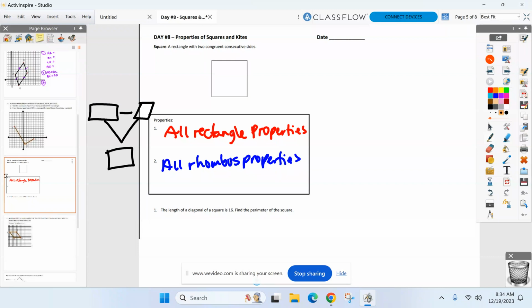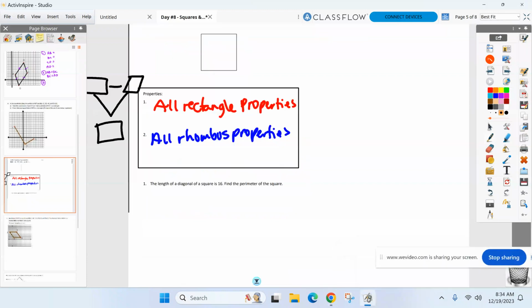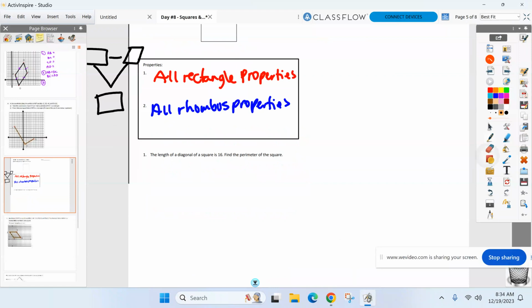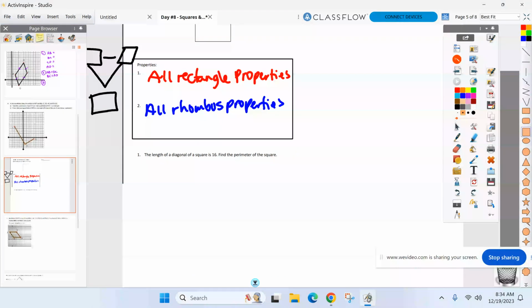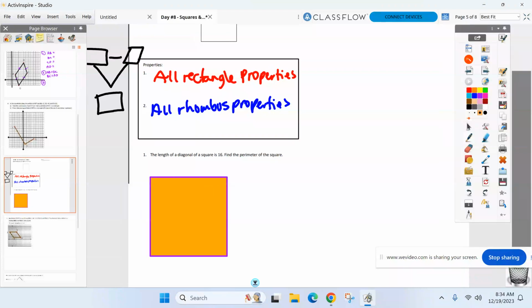So knowing that, I just want you and your group to take over here for this next problem. I don't want to say a word. You got a square. Length of a diagonal is 16 units. Remember, a diagonal connects 2 non-consecutive vertices. That diagonal length is 16. What's the perimeter of the square?